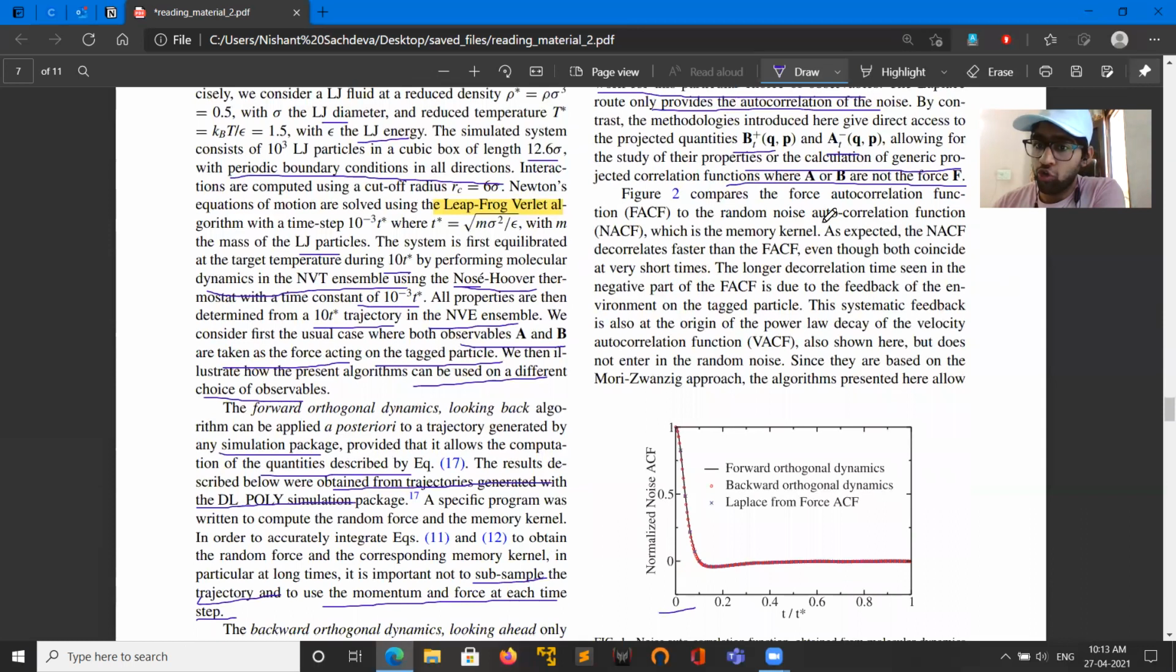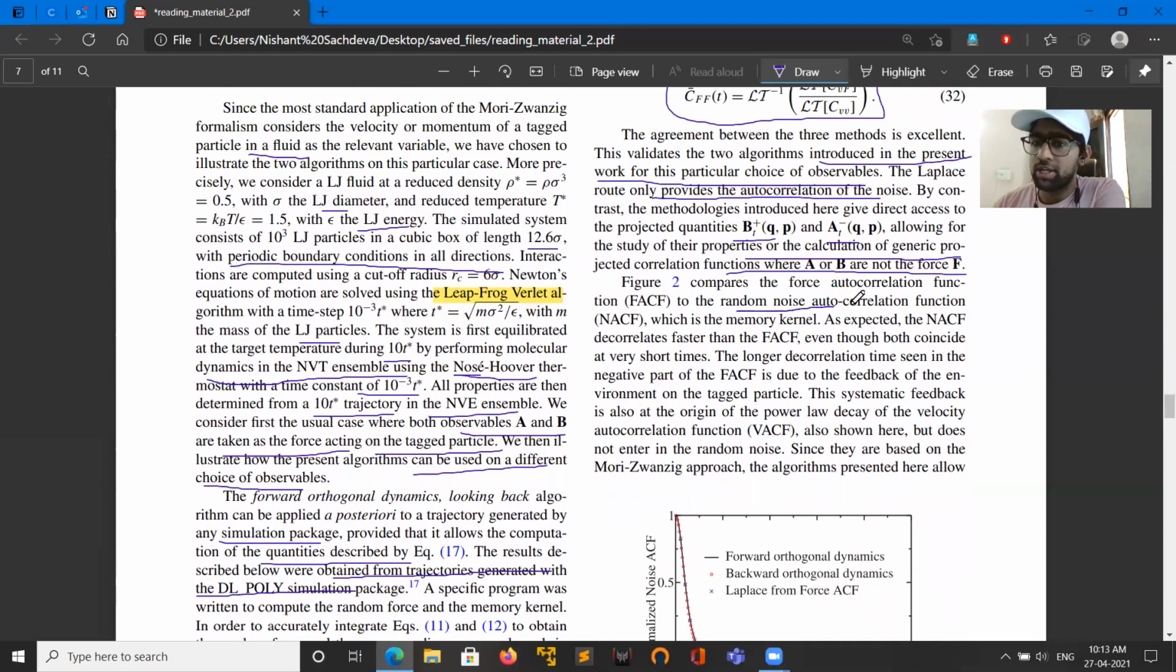Figure 2 compares the force autocorrelation function, FACF, to the random noise autocorrelation function, NACF, which is the memory kernel. As expected, the NACF decorrelates faster than the FACF, even though both coincide at very short times.